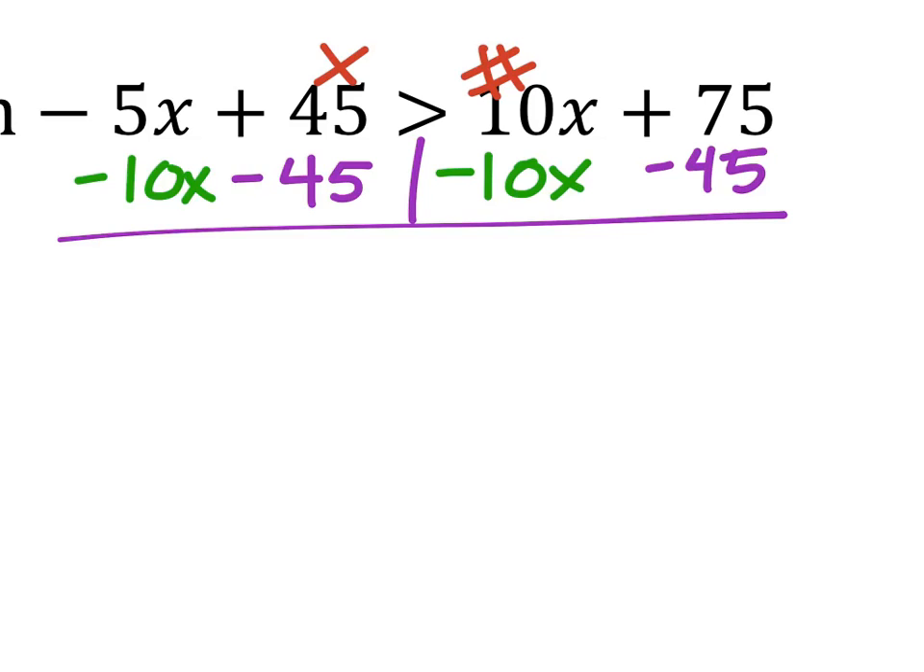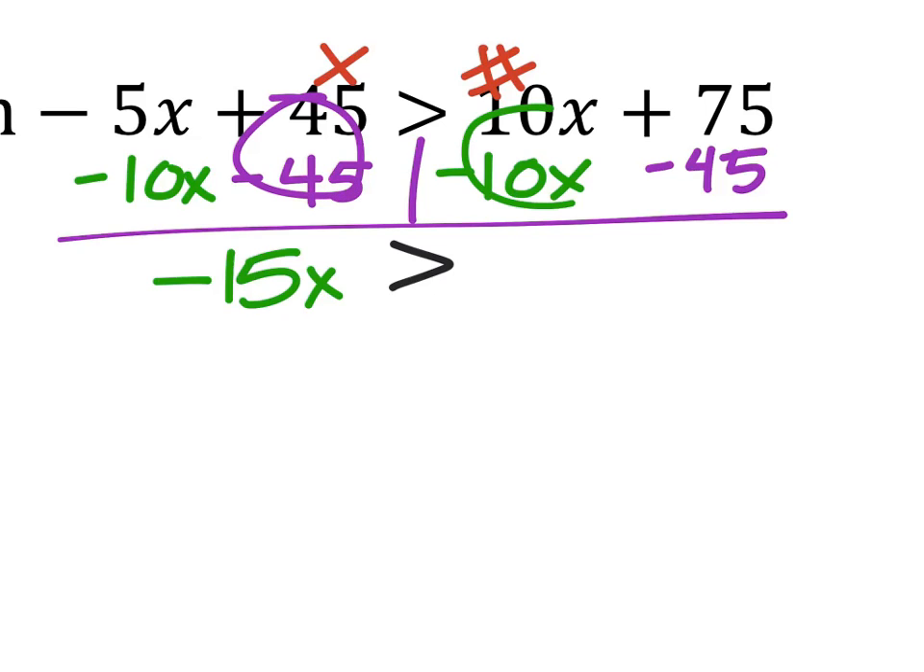So negative 5x minus 10x's would be negative 15x's. Again, I just use the subtraction principle of equality twice, so it does not affect that inequality sign. And that zeroed out the 45 right there. I was going to zero out the 10x. But I have 75 minus 45, which would be 30.